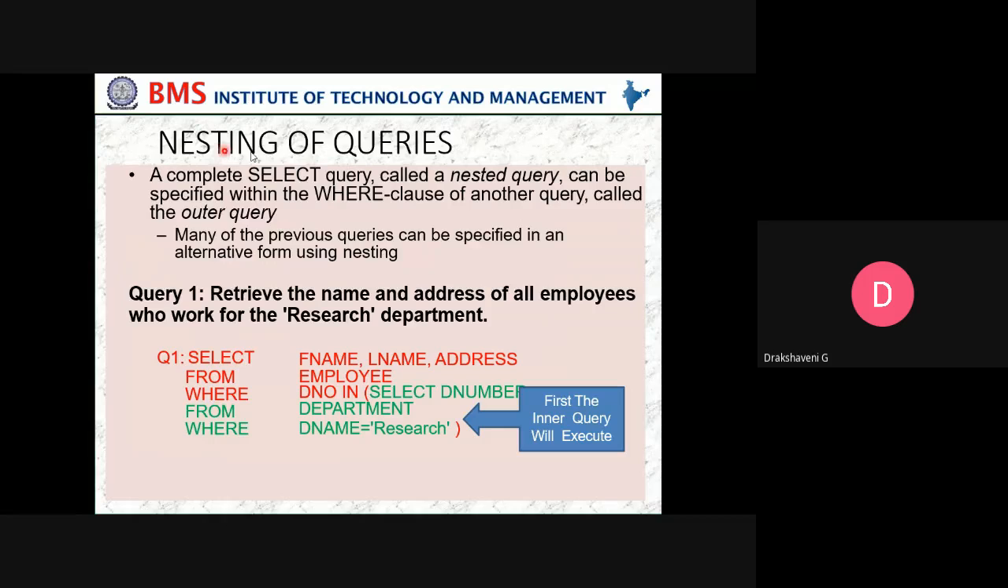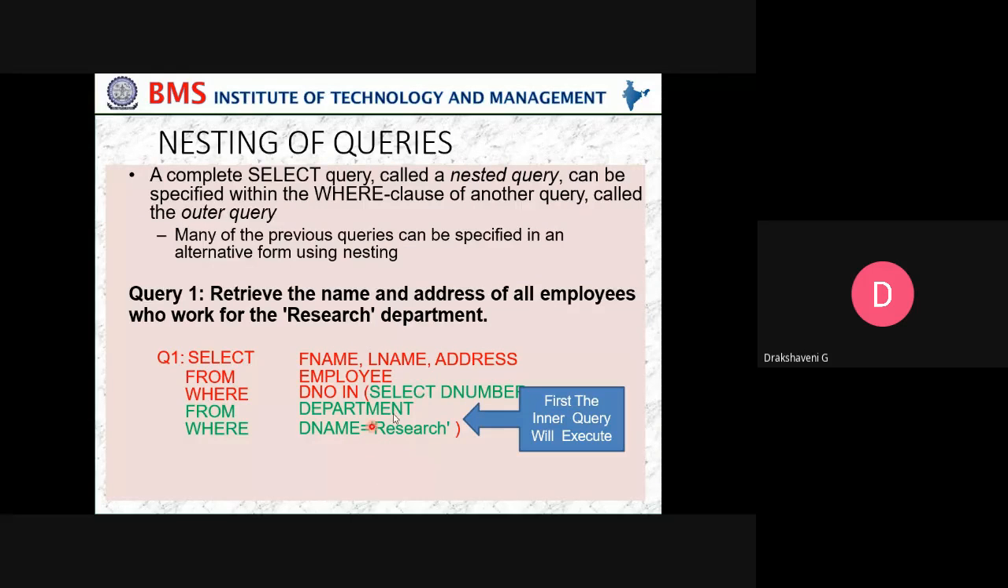Next we move on to nesting of queries. A complete select query, called a nested query, can be specified within the where clause of another query called the outer query. Many of the previous queries can be specified in an alternative form using nesting. Retrieve the name and address of all the employees who work for the research department. That is, select first name, last name, address from employee where D number in (select D number from department where D name equals research).